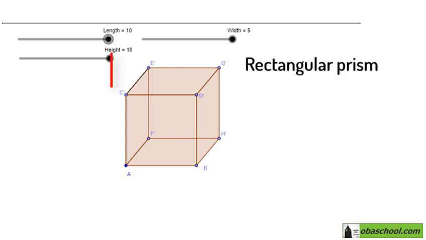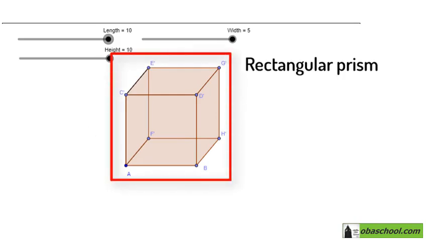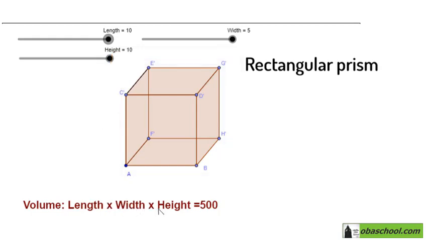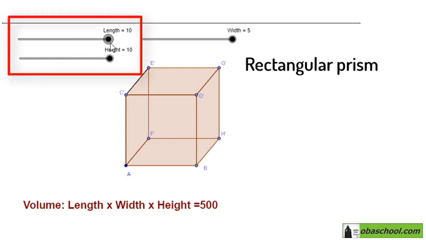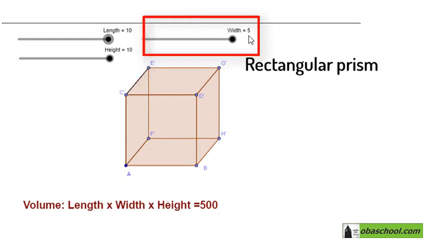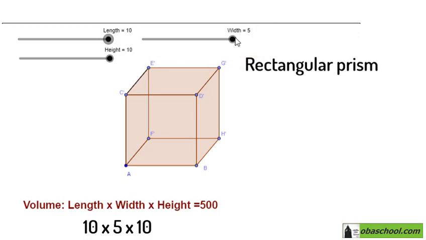If the object is a rectangular prism, then its volume is equal to the length multiplied by its width and the height. In this example, the length is 10, the height is 10, and the width is 5. So the volume is 10 multiplied by 5 multiplied by 10 to give an answer of 500.